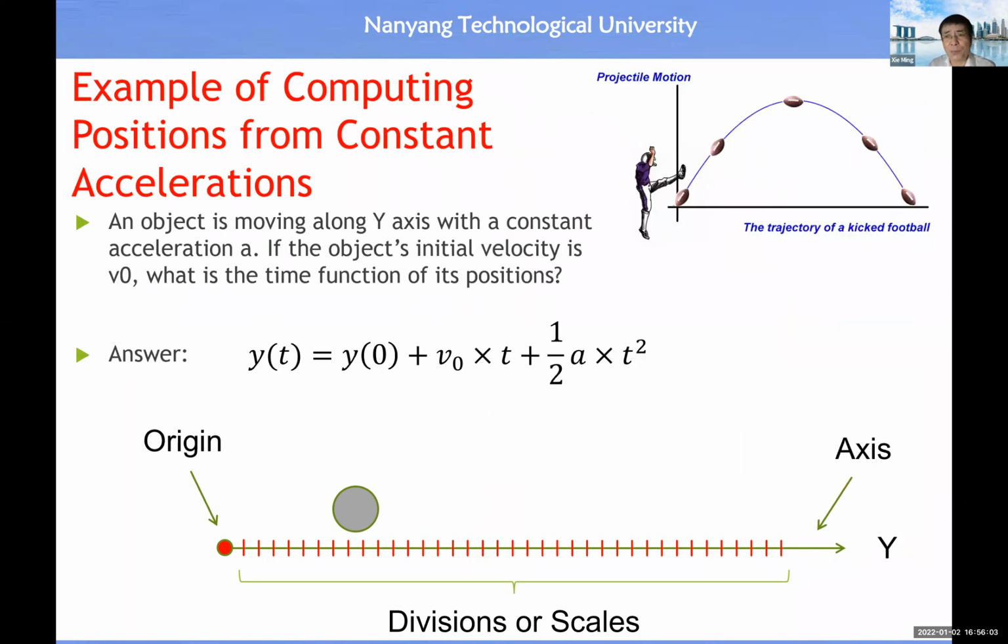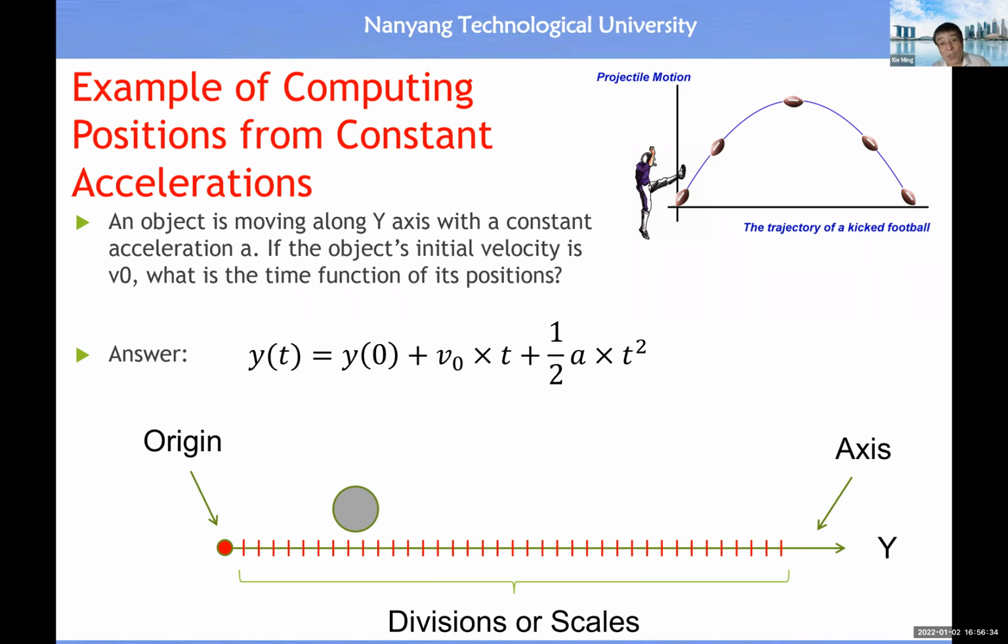The second scenario corresponds to the special motion in which the acceleration is constant. For example, the gravitational acceleration on Earth is constant, and we may have other situations in which, if the applied force is constant, then the induced acceleration may be constant. So we can leverage this type of information.